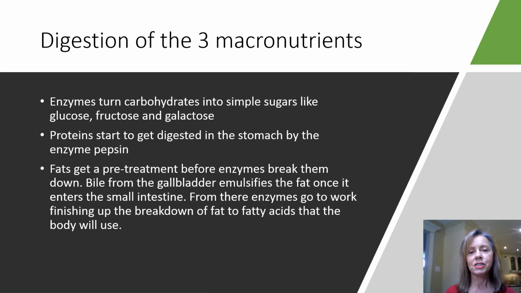A protein starts to get digested in the stomach by an enzyme called pepsin. Pepsin only works in an acid environment. Once the protein passes the stomach, enzymes that work in an alkaline environment take over. Proteins get broken down into their simplest form, amino acids. These amino acids are what the body uses to build human proteins, and this is partially how your body builds and repairs itself.